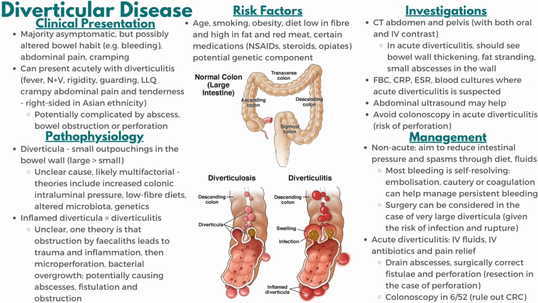Surgery can be considered in the case of very large diverticula and can be used to reduce them given the risk of infection and rupture. In acute diverticulitis, supportive therapy with IV fluids, IV antibiotics, and pain relief are the priorities. Additionally, abscesses should be drained, and surgical correction of fistulae and perforation are indicated.